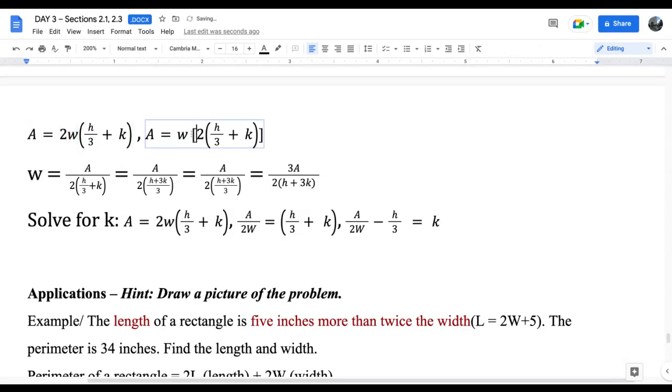But because I want to treat this one, I want to divide both sides by this one. That's why I put a bracket here. In this case, I could have just W by itself when I divided by this term. Does it make sense? Yep. Okay.